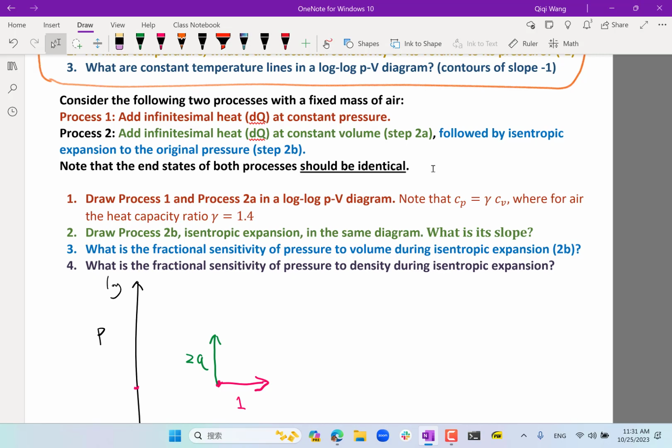So CP is larger, which means you need 1.4 times more heat to raise the temperature by the same amount at constant pressure compared to raising it by the same amount at constant volume. Now that means if we add the same amount of heat, which process would actually have a higher temperature rise?